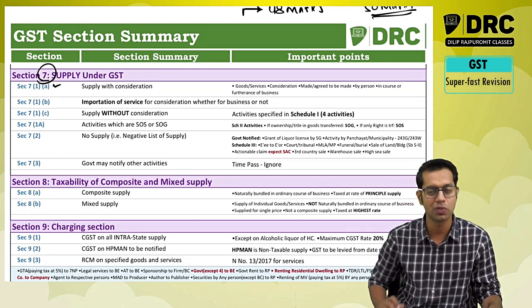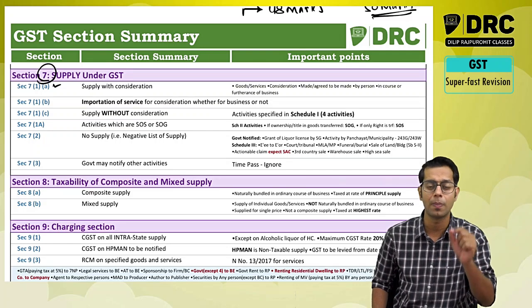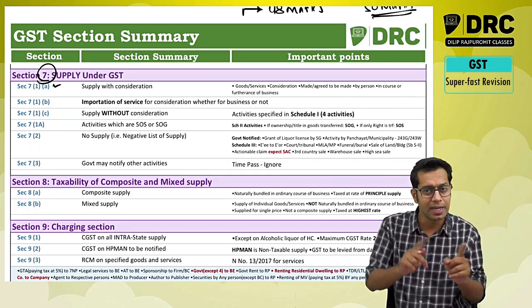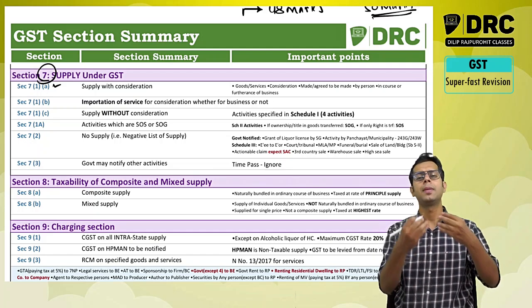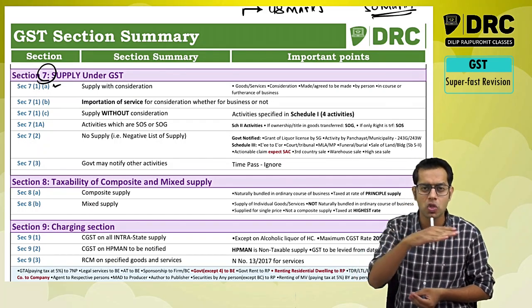Section 7 subsection 1 clause A says supply includes all forms of supply of goods or services or both, such as sale, transfer, barter, exchange, lease, license, rental, disposal, made or agreed to be made by a person for a consideration in the course or furtherance of business.